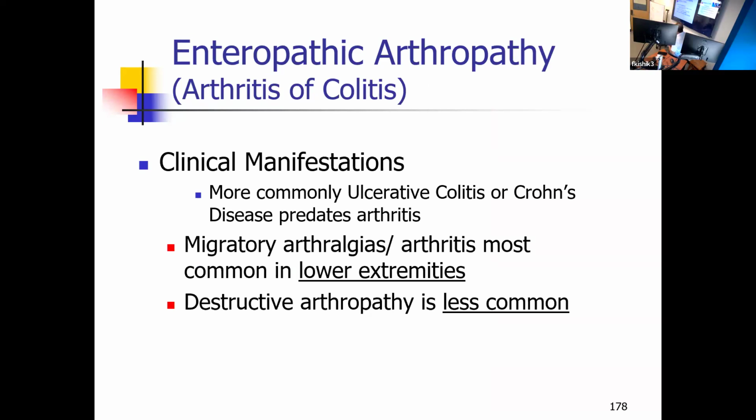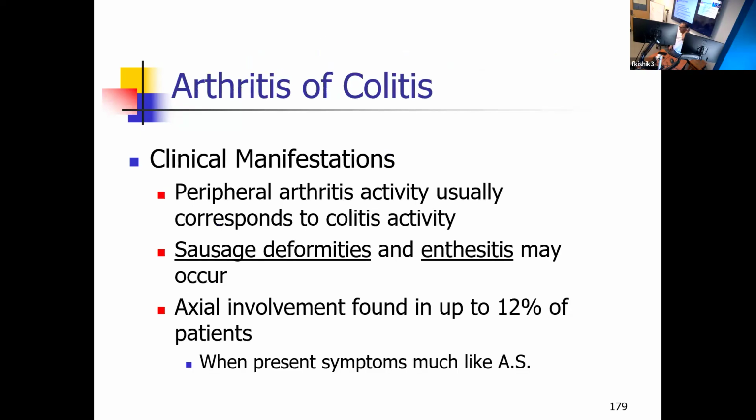This is pretty short. So last but not least, we have something called arthritis of colitis. And this is obviously patients that have GI issues that are chronic, like ulcerative colitis, Crohn's disease, and so forth. These patients will also come in complaining of arthritic pain. Most of the time, they present with lower extremities, like knees, ankles, feet, and so forth.